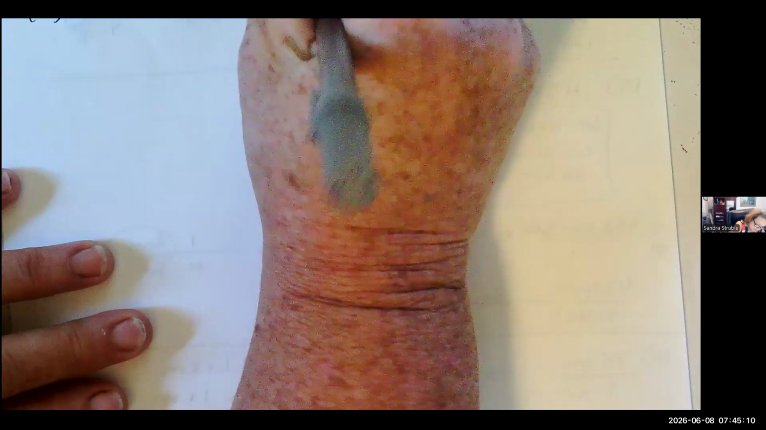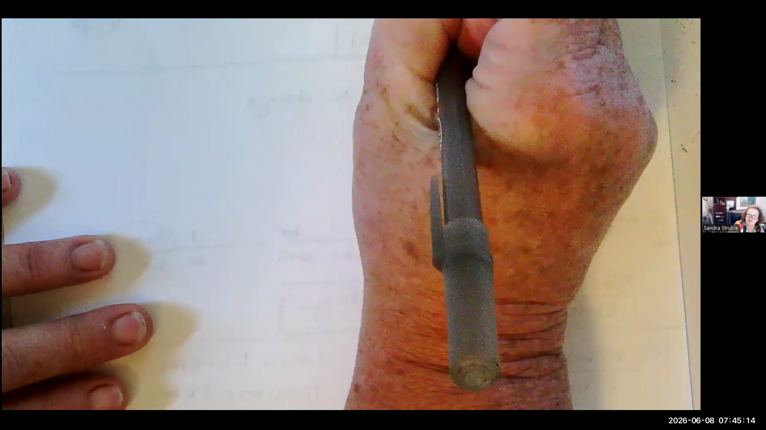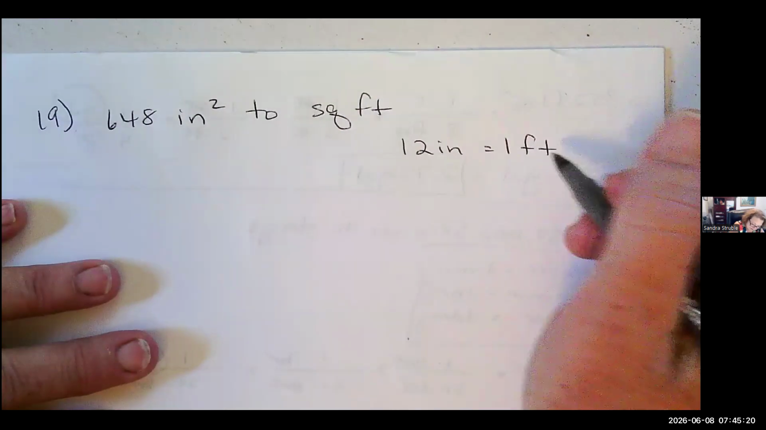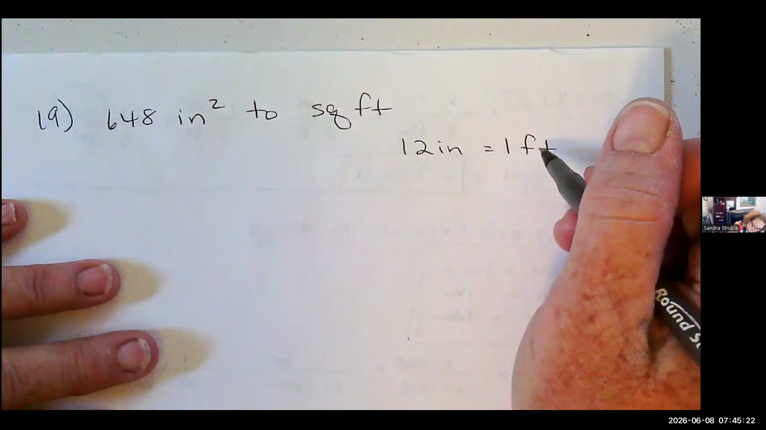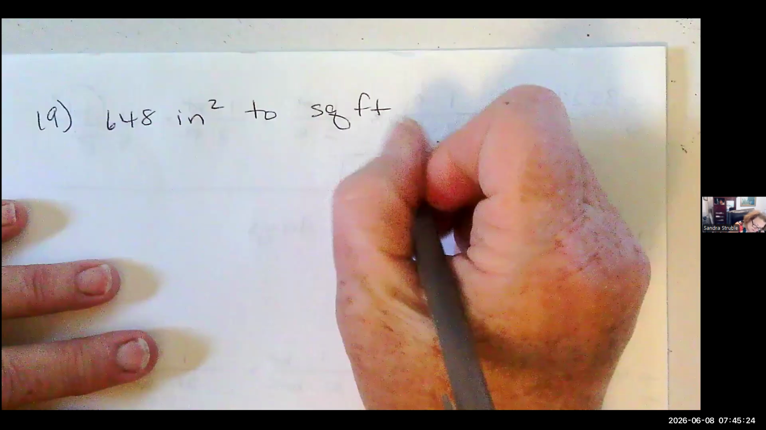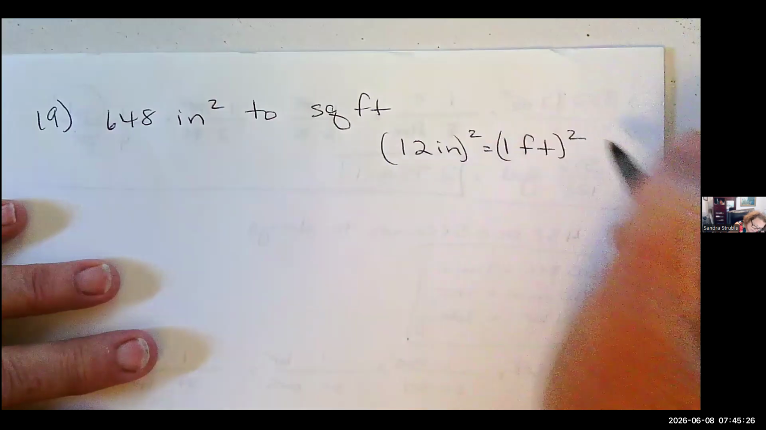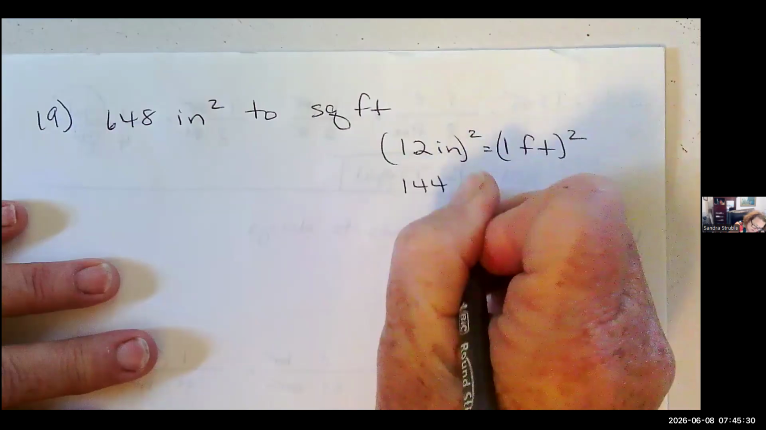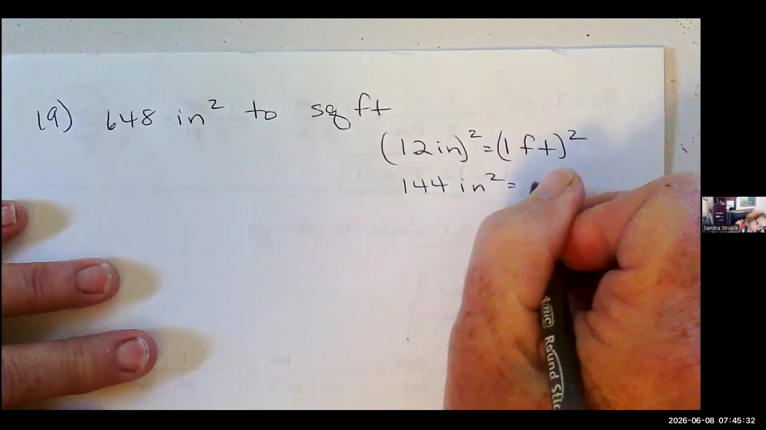Well, I know there are 12 inches in 1 foot. So, oh my gosh, I can't see what I'm doing. So sorry. I know there's 12 inches in 1 foot for a conversion. So to make it squared, I just need to square both sides of my equal sign. 12 squared is 144 inches squared, and 1 squared is 1 feet squared. There's just one conversion.